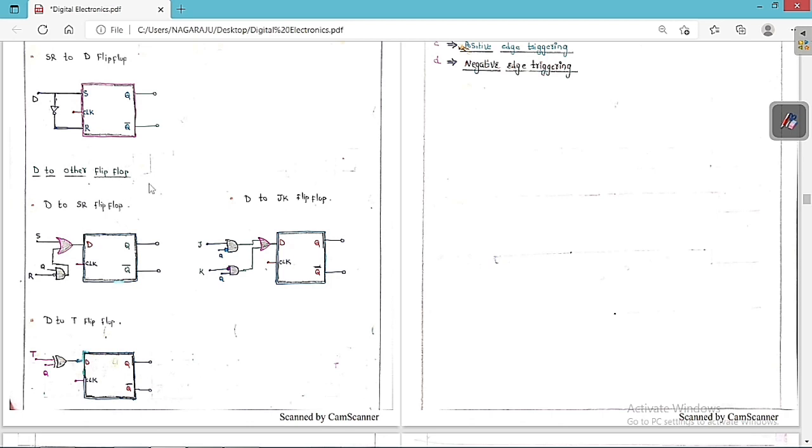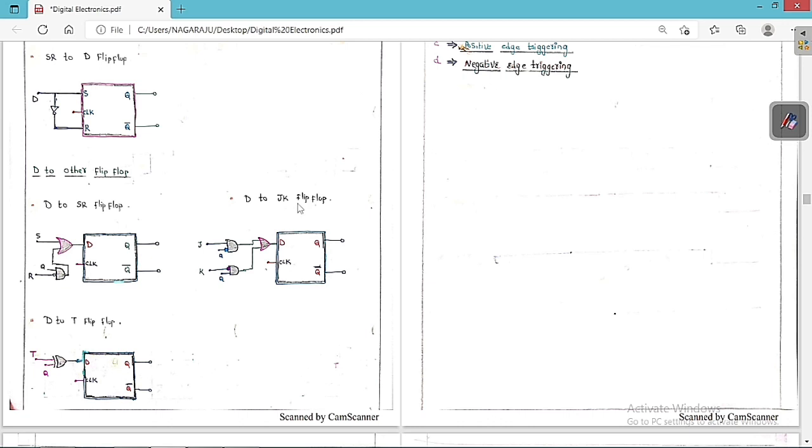Similarly, D to other flip-flops. So D to SR means, see, this is the D flip-flop, with D, Q bar, and clock. So this is the OR gate we have to keep here, this is S, and this input we have to take from the output of this one, which is Q, and R. There is a NOT gate here. So if you do the arrangement in this fashion, we have made the SR flip-flop from the D flip-flop. Similarly, D to JK flip-flop.